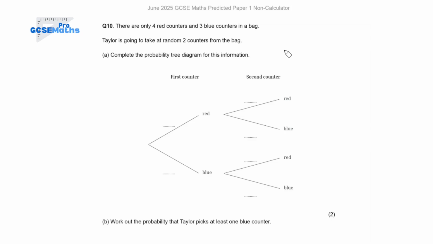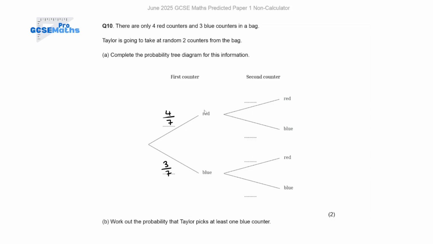Imagine it like that. So I need to create probabilities for red and blue for the first and second counters. Because they've given me actual whole numbers and quantities of counters, I'm going to use fractions. You could use decimals if you want, but I feel like that would just be more complicated. So for red, I've got 4 chances out of 7 total counters in my first counter. For blue, I've got 3 chances out of 7. Obviously, these two must add up to 1, and the same with these two, and the same with these two.